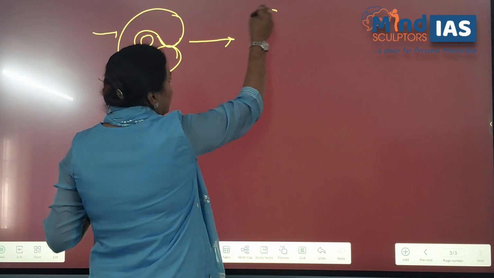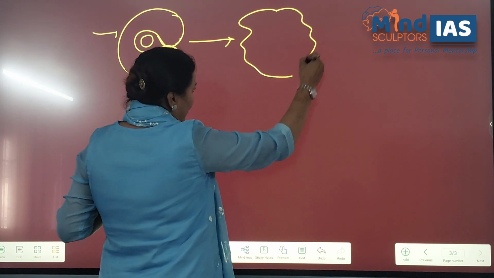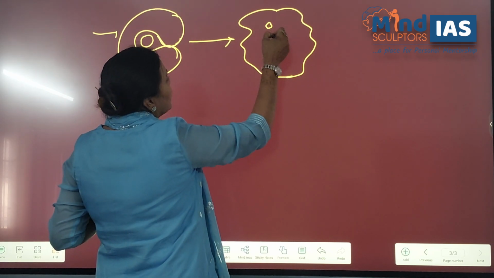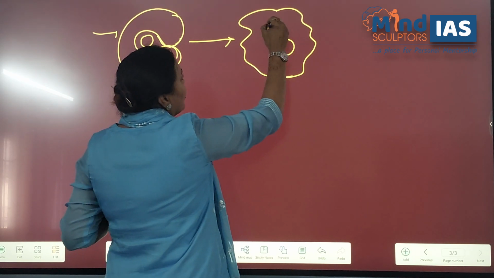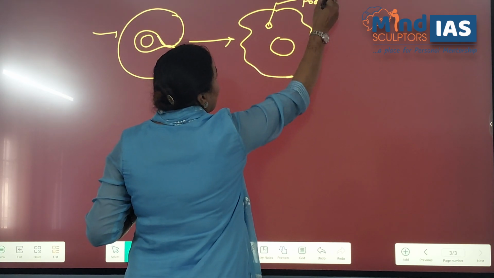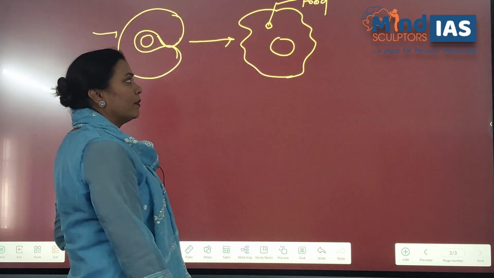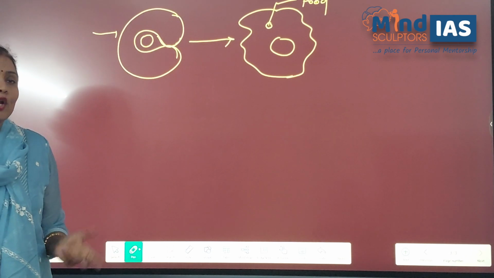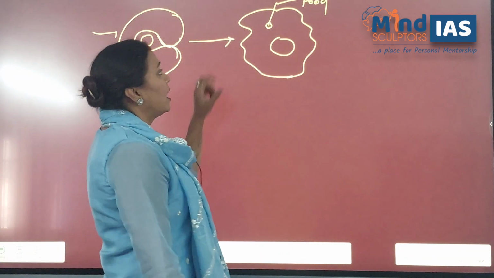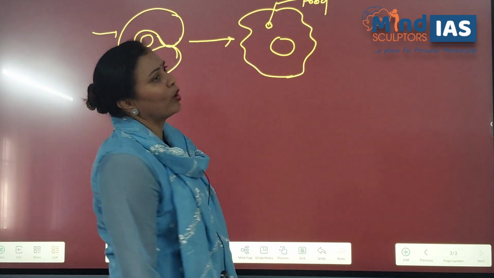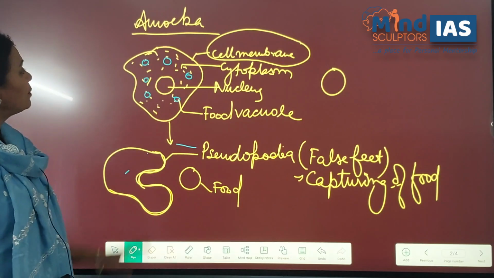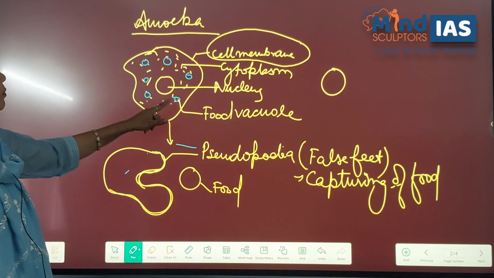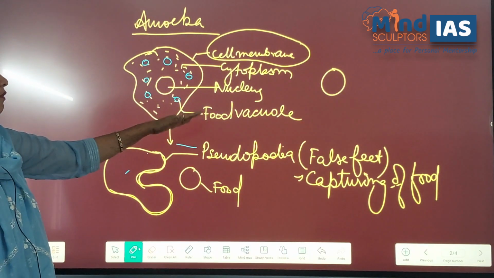In the very next step, the cell membrane becomes normal, there is no pseudopodia, and the food particle is inside the body of the amoeba. Now where does this food get digested and how is energy produced with the help of this food? In the previous slide I drew this picture specifically in blue color, that is the food vacuole.